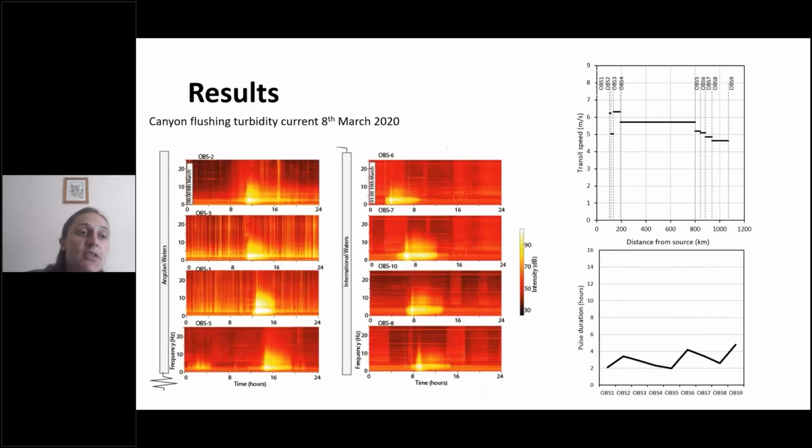I just wanted to very briefly show you our other canyon flushing turbidity current that we recorded in the seismic data, just because it has a slightly different signature. Again, you've got the spectrograms of the turbidity current moving through the system on the left and right panels, and then the transit speed and the pulse duration. So this flow had a pulse duration of around 3 to 4 hours and didn't really seem to change too much. The flow traveled at a slightly slower speed, getting to a maximum of just below 6 meters per second in the channel, and then slowly decelerating ever so slightly from 800 to 1,100 kilometers.